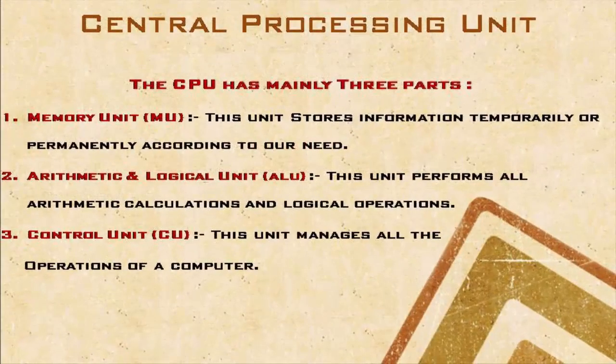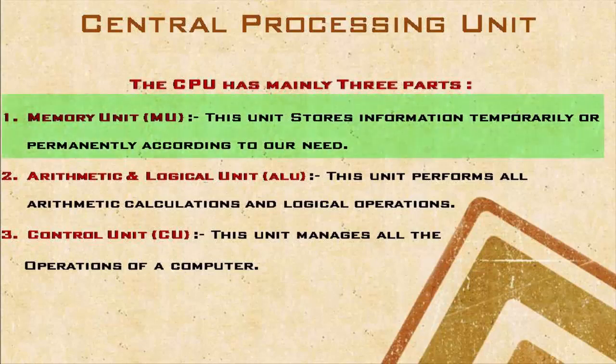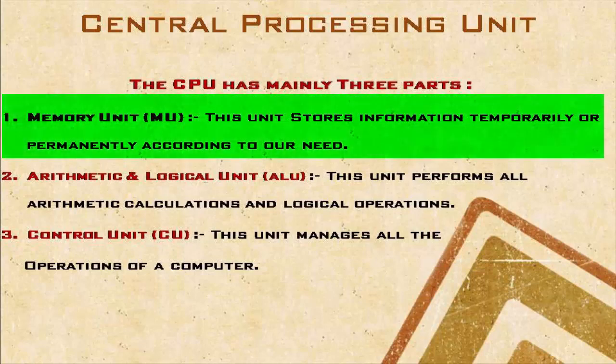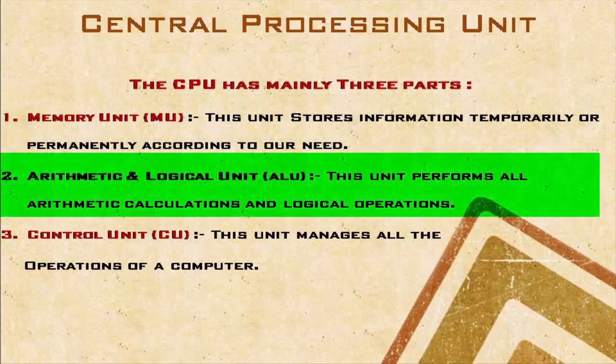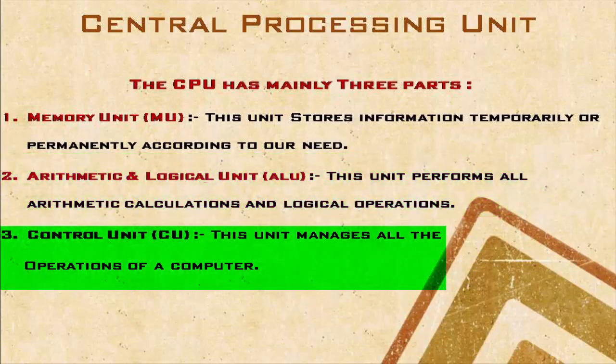There are three parts of the CPU. First is the memory unit, or MU. Second, the arithmetic and logical unit, that is ALU. And third is the control unit, CU. Memory unit: this unit stores information temporarily or permanently according to our need. Arithmetic and logical unit: this unit performs arithmetic calculations and logical operations. And what is the function of the control unit? This unit manages all the operations of a computer.